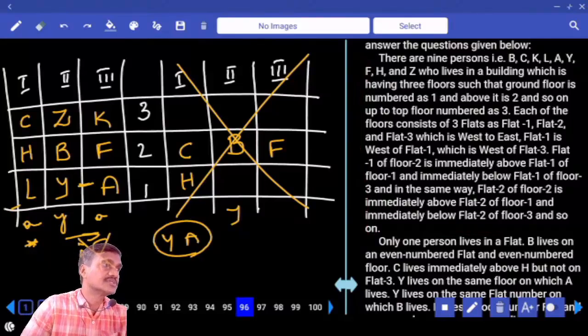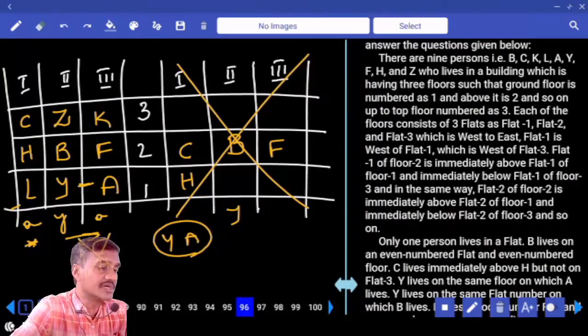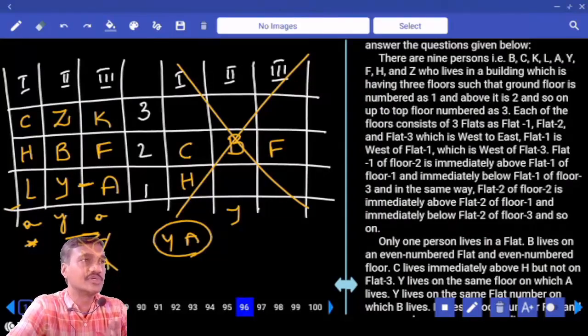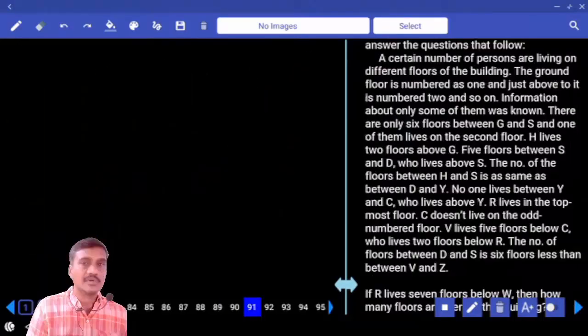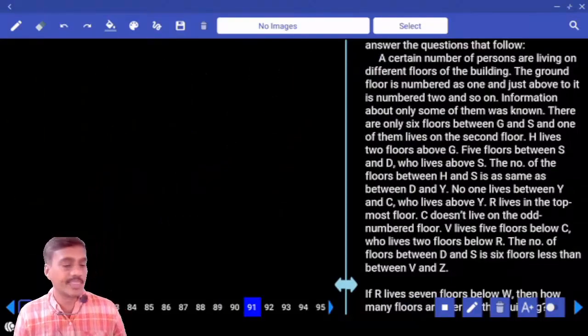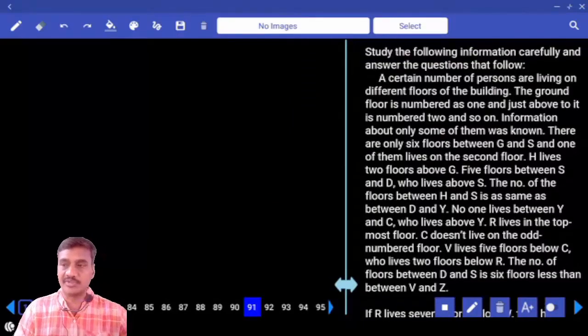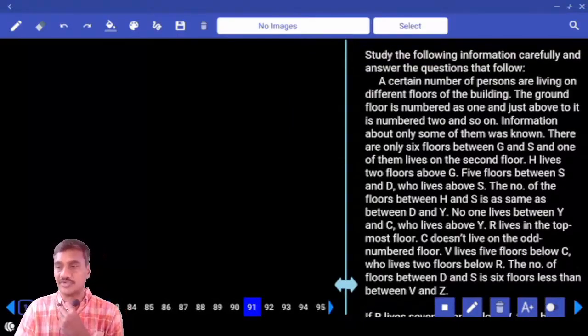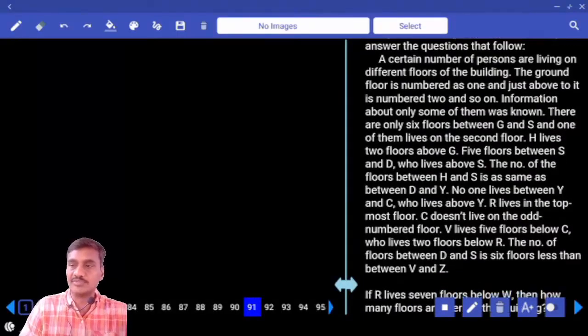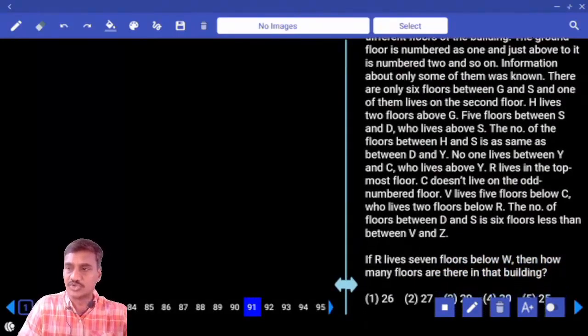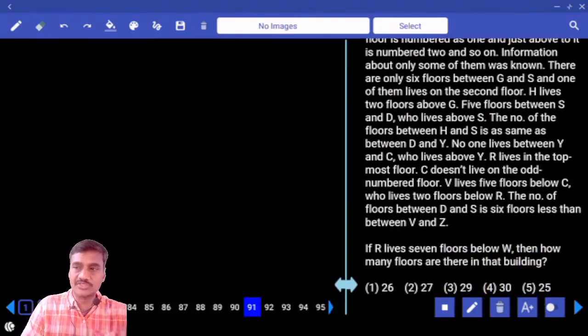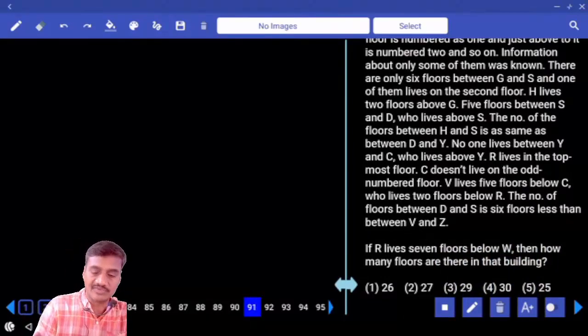Now, as of now, how many questions have we done? 30 questions comfortably done. Now 91 to 95, how many persons? Here a certain number of persons are living on different floors of a building. The ground floor is number 1, the next is number 2, and so on. There are only 6 floors between G and S, and one of them lives on the 2nd floor. So where should we start?